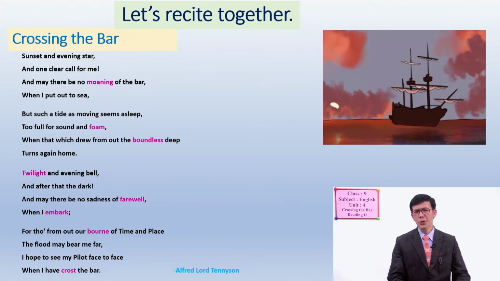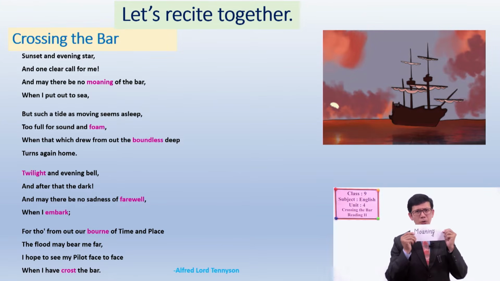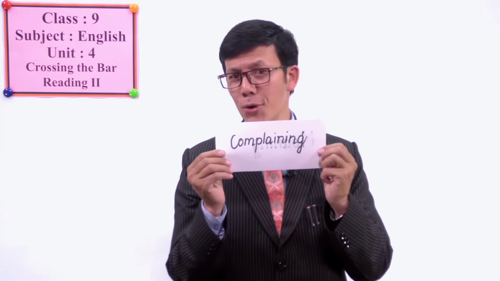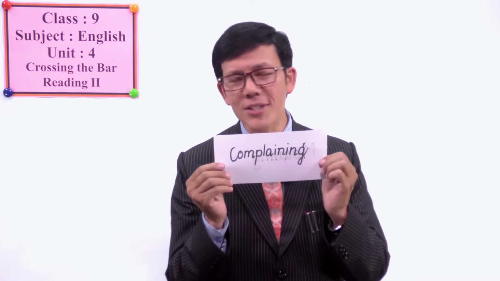And may there be no moaning of the bar when I put out to sea. So can you simply guess what the word moaning means? You can see the word moaning. What does it mean? May there be no moaning of the bar. Yeah, you might have guessed. The meaning of this word is complaining, right? There is no complaining of the bar. You can see that in the very first stanza.